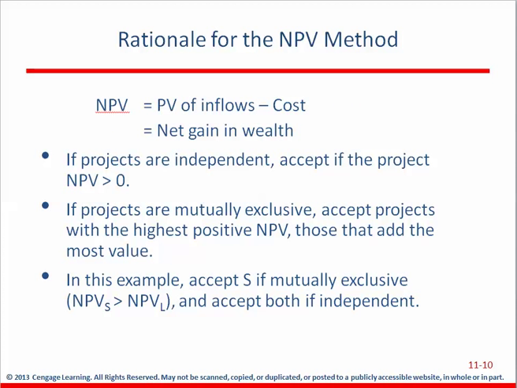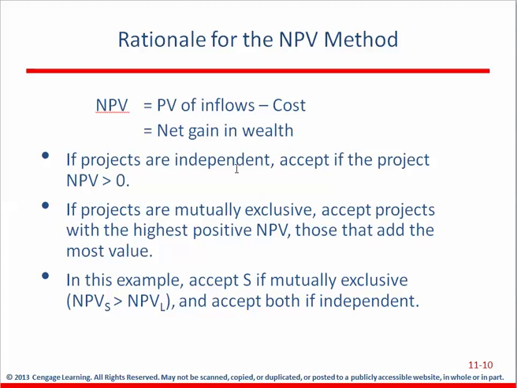Okay, so NPV is really easy to interpret. It's money, and more money is preferred to less. And so the net present value is the present value of the inflows minus the cost. Okay, again, on the calculator, it's really straightforward. In Excel, you've got that one extra step. But what NPV means is it's a gain in wealth. It increases the size of the firm by the amount of the NPV.